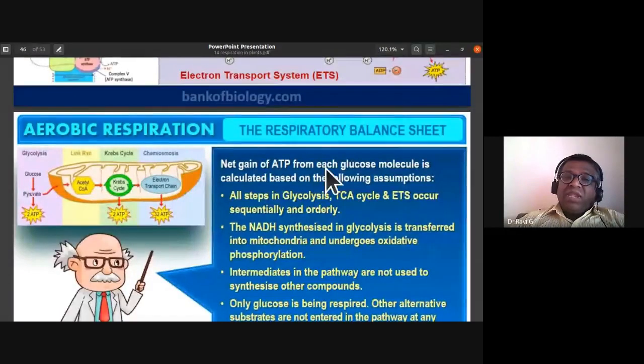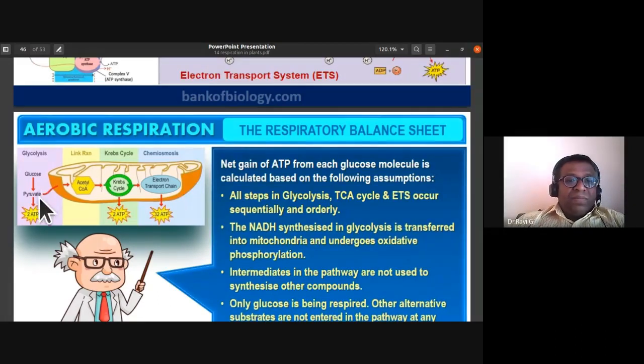So the net gain of ATP from each glucose molecule is calculated based on the following assumptions. All steps in glycolysis, TCA cycle, and ETS occur sequentially and orderly. So first is glycolysis, after glycolysis the TCA cycle, and after the TCA cycle, ETS occurs sequentially and in order. So this is the pattern that we take for the calculation of net gain of ATP.